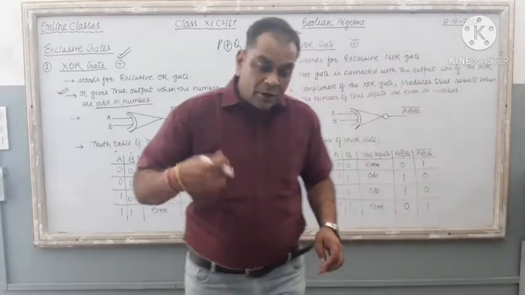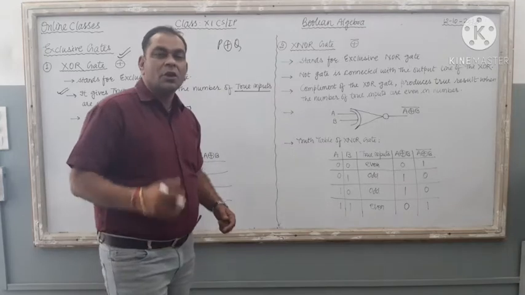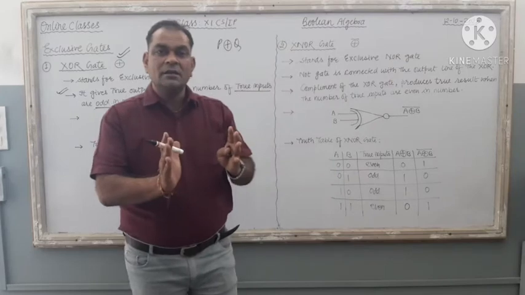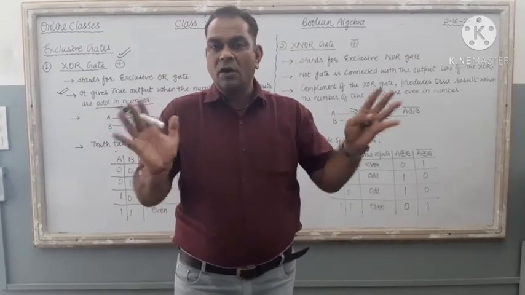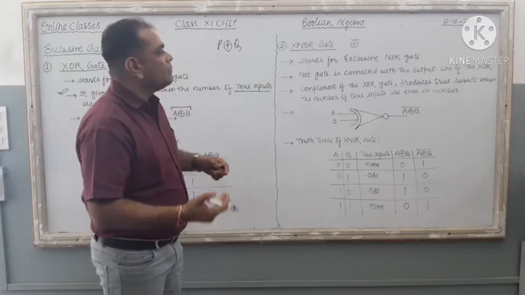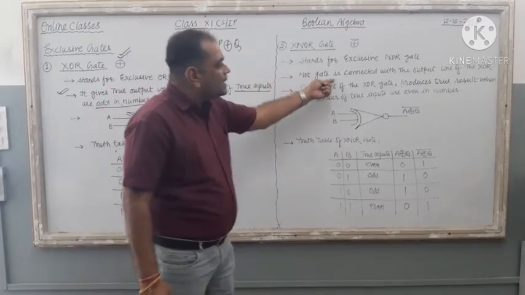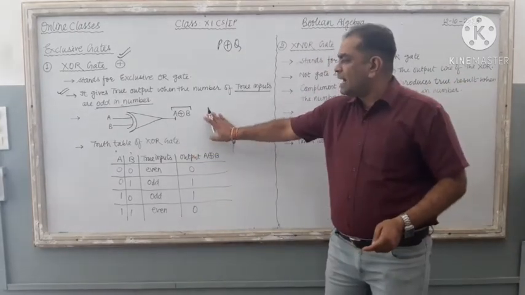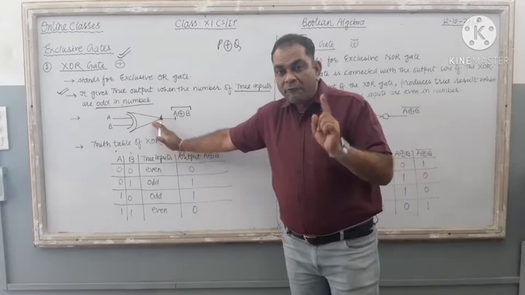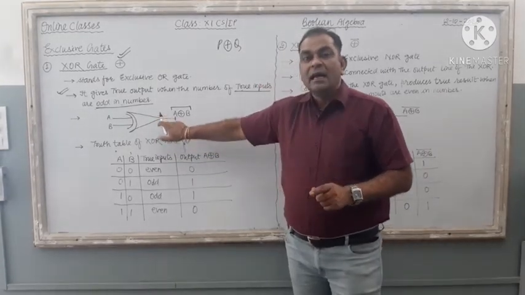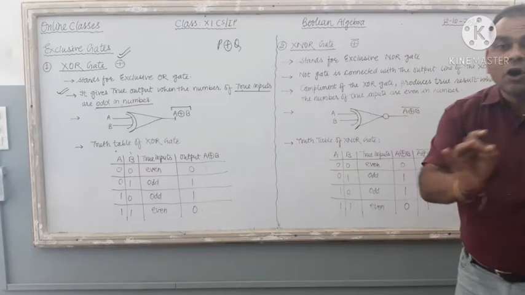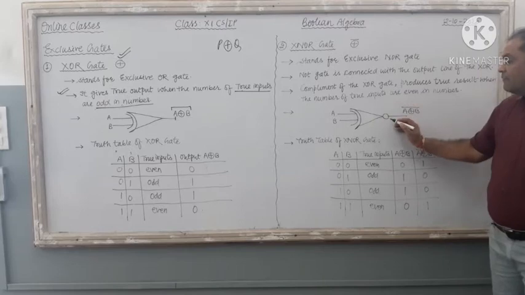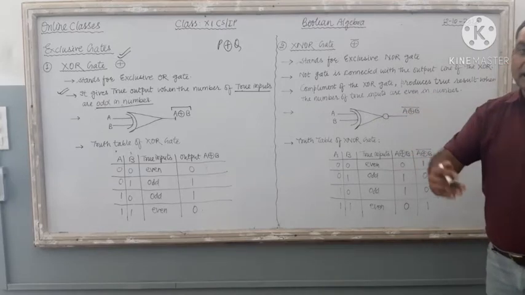Clear? Now if we talk about the XNOR gate, XNOR stands for exclusive NOR gate. NOR, not OR, plus NOR. Exclusive NOR gate means XNOR. A NOT gate is connected with the output line of the XOR gate. Just see, it is the XOR gate, and if I connect one NOT gate with the output line of the XOR gate, it is converted into an XNOR gate. Just see the diagram. Here it is. It is the diagram of the XOR gate and one circle is connected. Circle means what? Circle means NOT gate here.